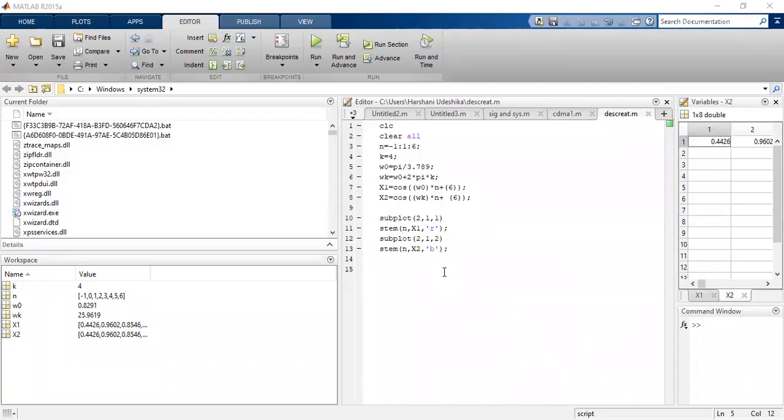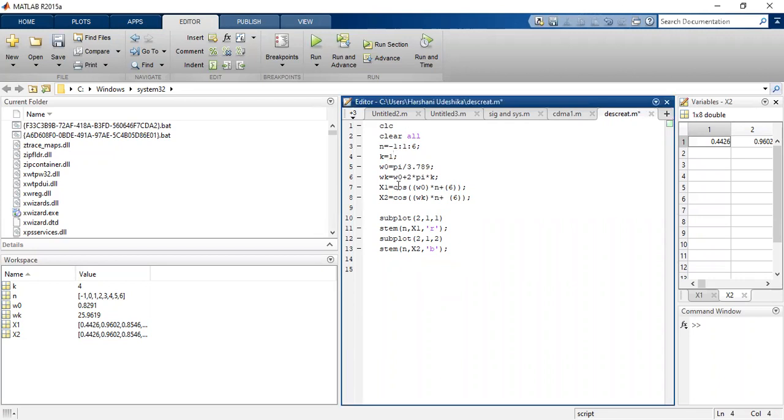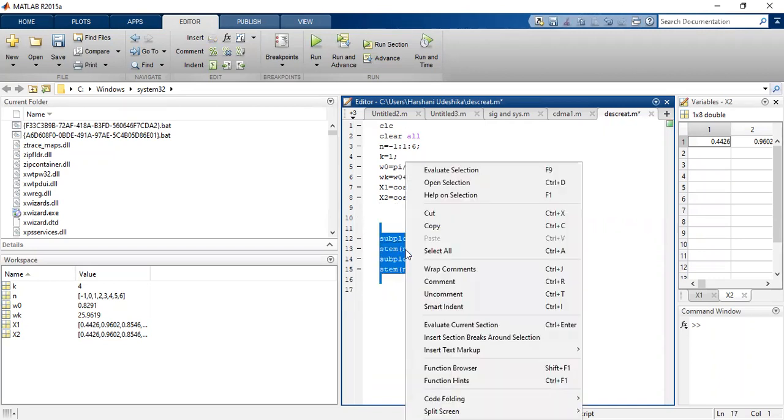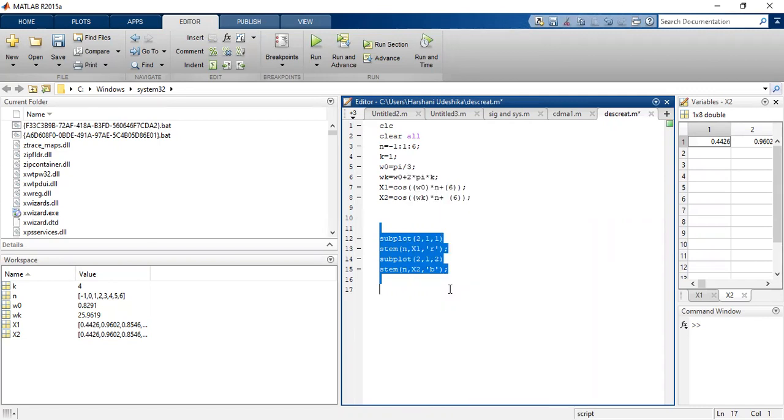Okay, so this is our program. I have modified it so that you can put any value here. So I will put k is equal to 1 and omega naught is 5/3. Okay, so here omega naught will be 5/3. First let me plot the continuous waveform.